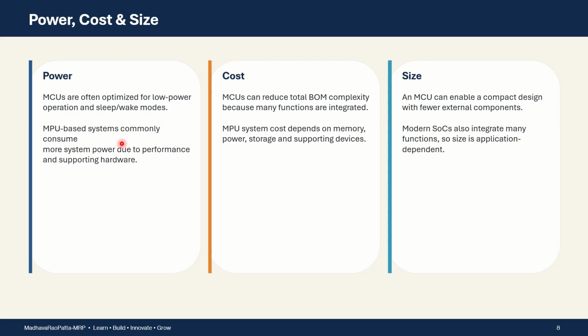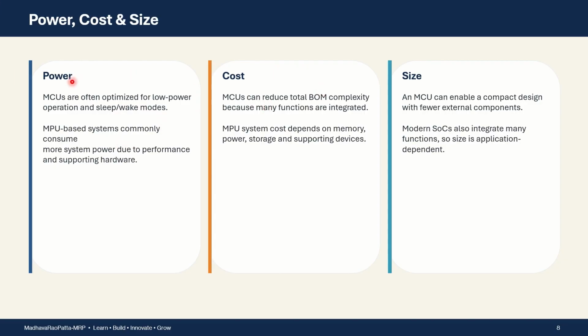Because many functions are integrated, microcontroller-based systems can also require fewer external components. Microprocessor-based systems can require additional memory, storage, power management, and other supporting hardware also. However, remember that these are general tendencies. Modern processors and SoCs, system on chip, can also be highly optimized.